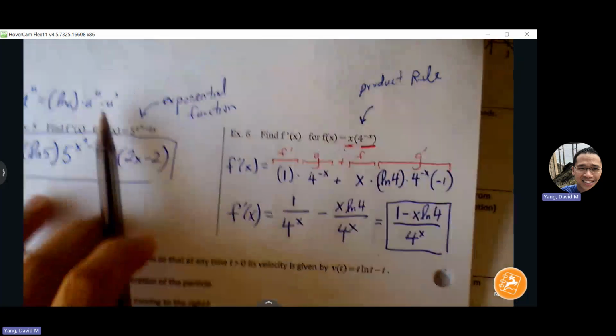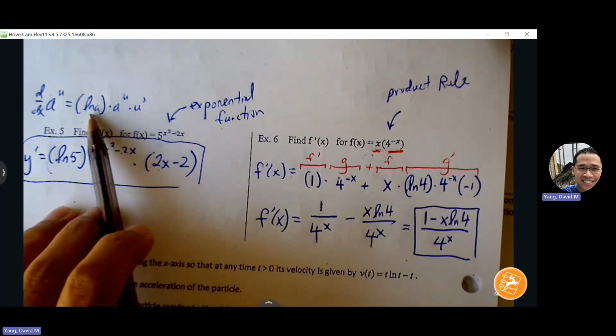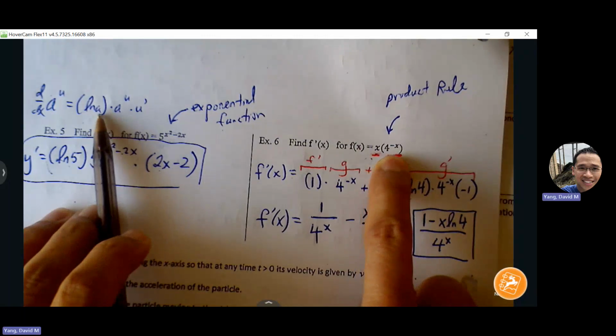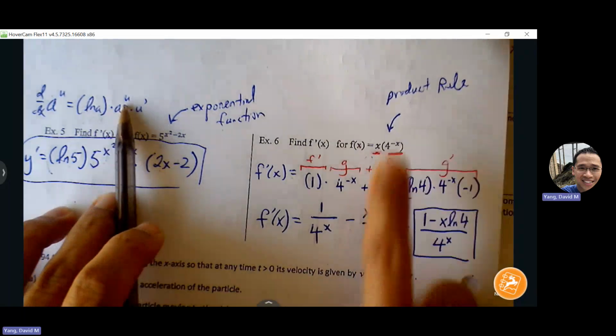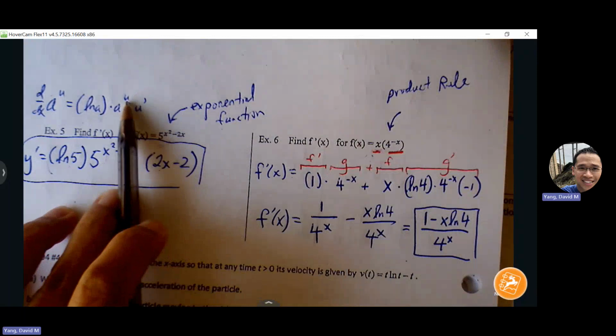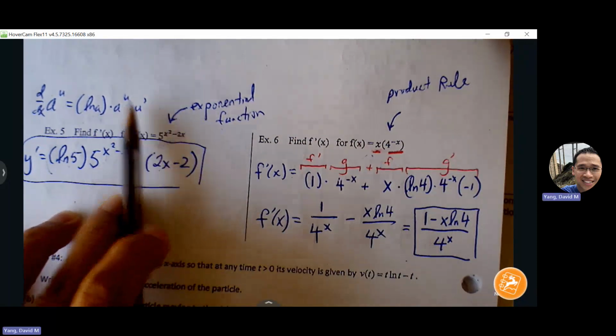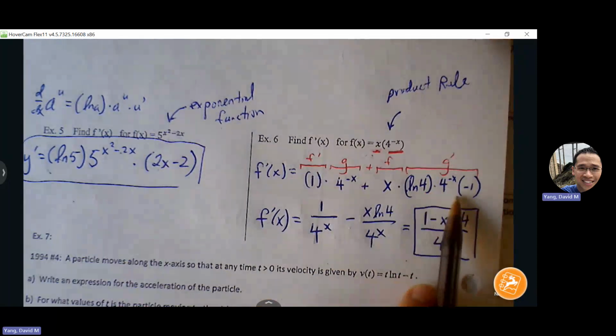Oh, the -1. I'm just following the rule here. So natural log of 4 times 4 to the negative x times u prime. So what's negative x's derivative? -1. Yeah. So my exponent's derivative is staying here.